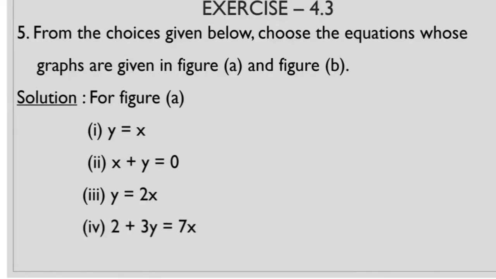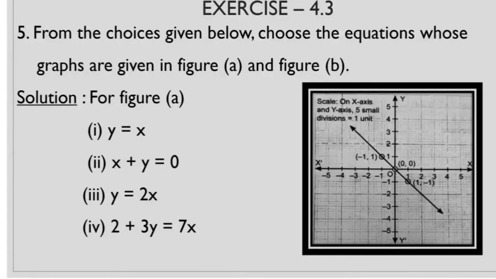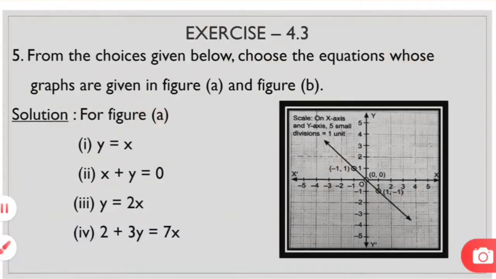2 plus 3y equal to 7x. Now the graph given, you can see in the graph that the graph is drawn for three pairs of solutions. That is, first pair you can take as 0, 0. This is the first pair 0, 0. Another pair it is given minus 1 and 1. And the third pair is given as minus 1 and 3.